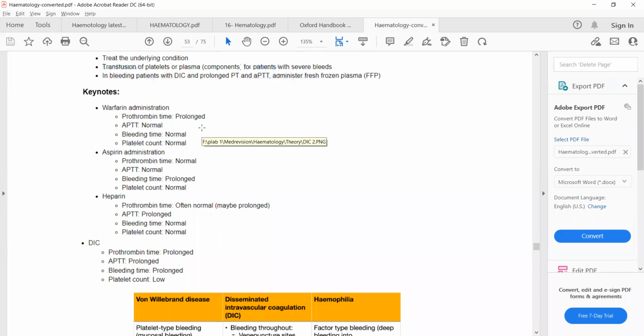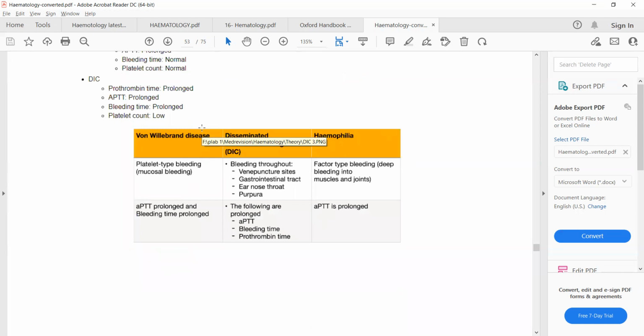Again, a comparison of von Willebrand disease, disseminated intravascular coagulation, and hemophilia. In von Willebrand disease, two lab values will be raised. Doctor, how does aspirin work? Aspirin is an antiplatelet drug. It inhibits the prostaglandins. All the NSAIDs and aspirin inhibit the prostaglandins, and there is one prostaglandin, I think prostacyclin, that is required for platelet aggregation.